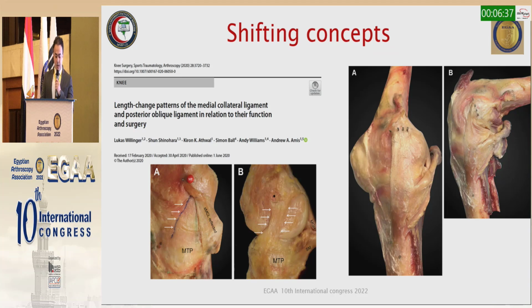This study was followed by another study that tested the length change pattern of both the medial collateral ligament and the posterior oblique ligament. It showed that the deep MCL lengthens and tightens in external rotation, while the posterior oblique ligament slackens immediately when the knee is flexed from an extended position, making it a bad candidate to restrain external rotation.